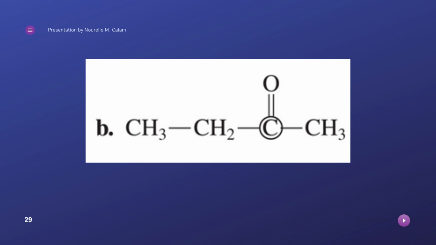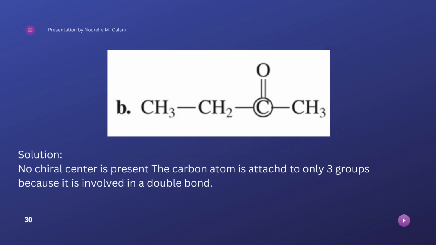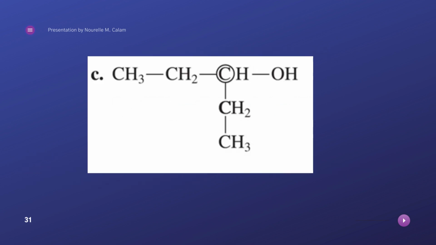So again, as per the guidelines kanina, the conditions I have read kanina, a carbon atom having multiple bonds can never be a chiral center. So this one, automatic, is not chiral. So no chiral center is present. The carbon atom is attached to only three groups since it is involved in a double bond. So again, automatic, this carbon atom could never be chiral carbon. Okay, how about this one? Is the carbon atom encircled in this one chiral or not?